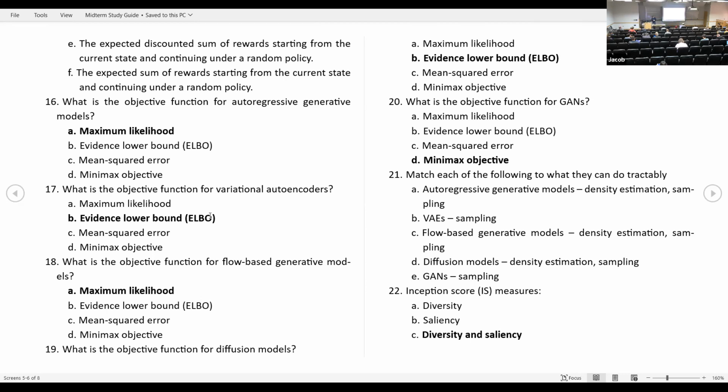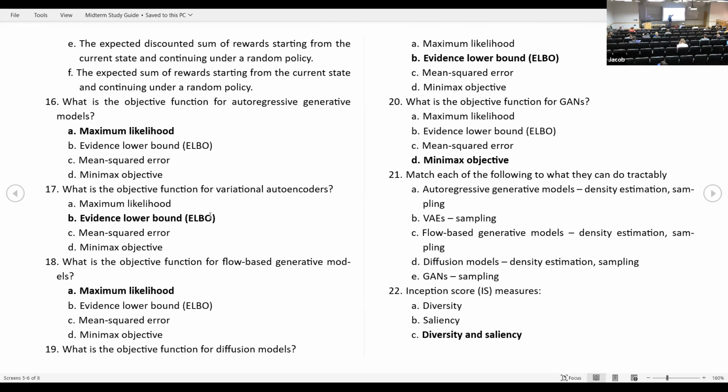Okay. Let's talk about question 21. I don't think this is one that people asked about specifically, but I think it's a good one to go over. So we have five different types of generative models that we've talked about.